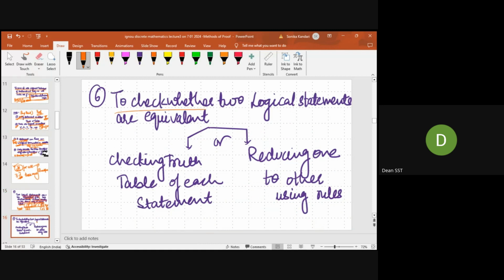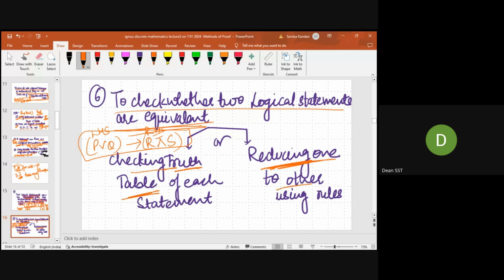Fine. To check whether two logical statements are equivalent, suppose you are given any statement of the form P or Q implies R and S, any statement of this form, and you have to check whether the left hand side and right hand side are equivalent. You can use the truth table like we were using in earlier sessions, or we can reduce this statement to a simpler form and see whether the reduced statements are equivalent or not. Or directly, we can also use a truth table. Fine. We will see examples now.